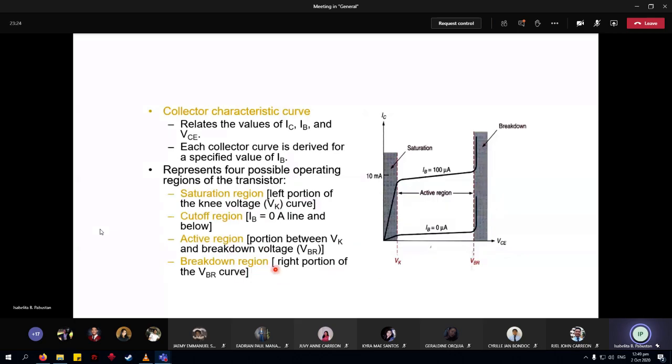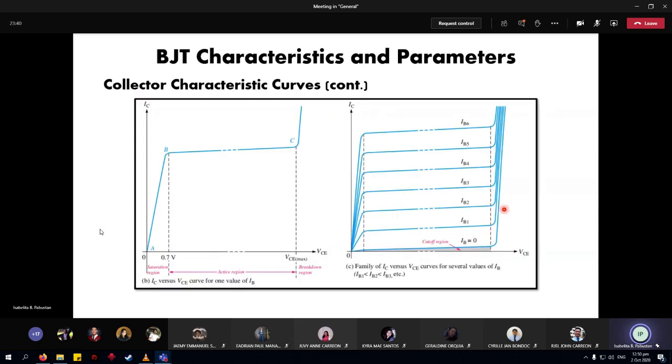Okay, sinabi ko na ito, no? So, breakdown region, that is the right portion of the VBR, the breakdown voltage. And this is the region that we do not want to operate in because your transistor will be damaged.